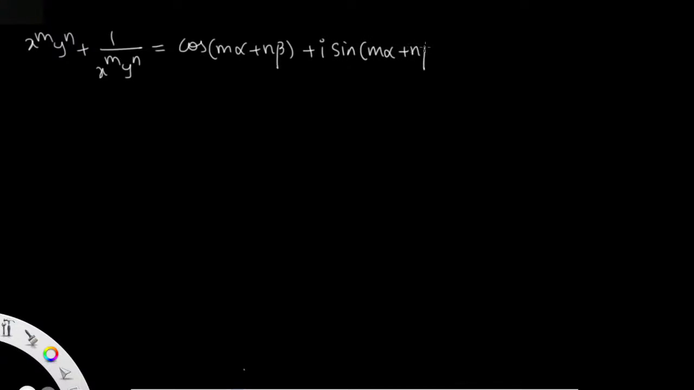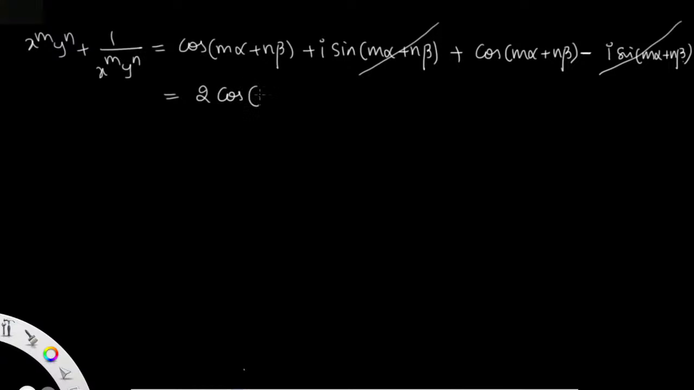So that is x power m into y power n plus 1 by x power m into y power n, nothing but cos m alpha plus n beta plus i sin m alpha plus n beta, plus cos m alpha plus n beta minus i sin m alpha plus n beta. Writing is so lengthy but problems are very easy. Now which terms will be cancelled? Sin terms will get cancelled. Then you get 2 cos m alpha plus n beta. That's all. Hence proved.